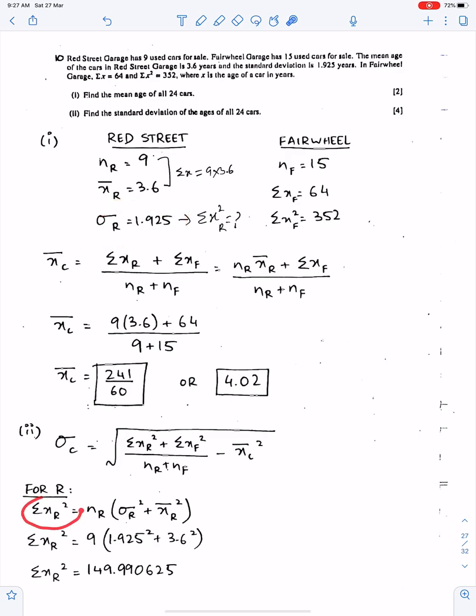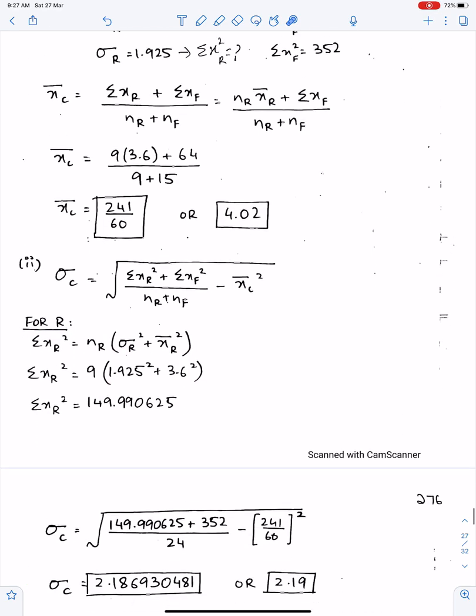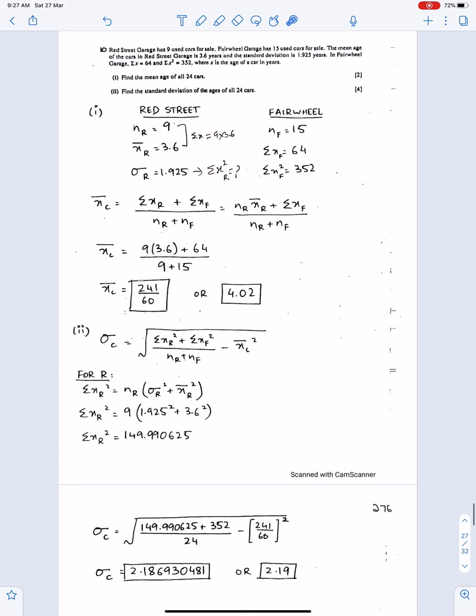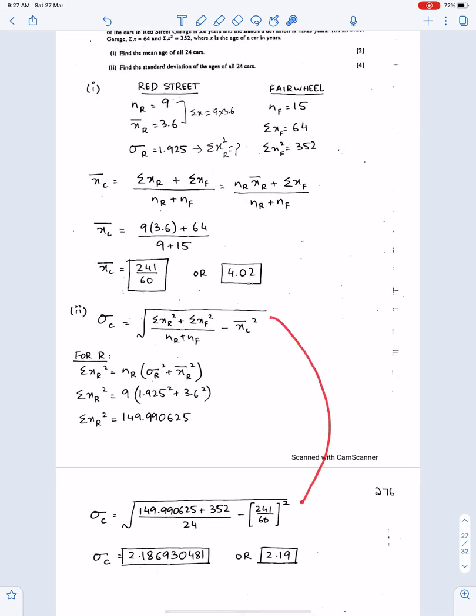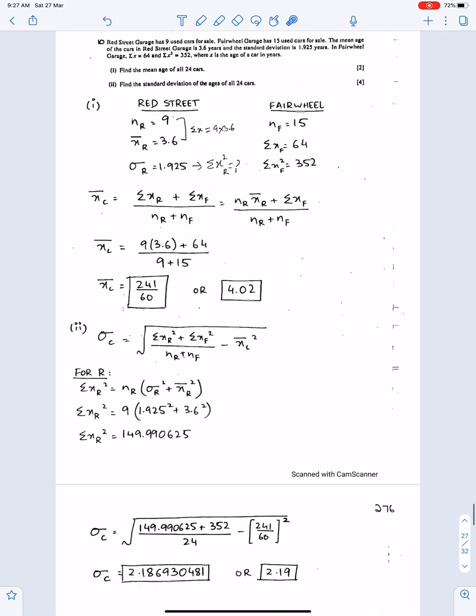So this information is for this quantity. So sigma x square, with the help of this formula we can get its value. Write the complete value, or at least 4 decimal places. Now we have the complete data. So by using the formula of combined standard deviation, this formula, we can get the answer. So sigma x square is here. This is 352. Combined mean is here, and n1 plus n2 is here. That's the final answer, 3 significant figures. You can take a screenshot of this solution if you want.